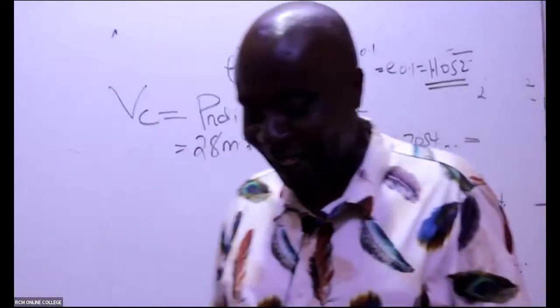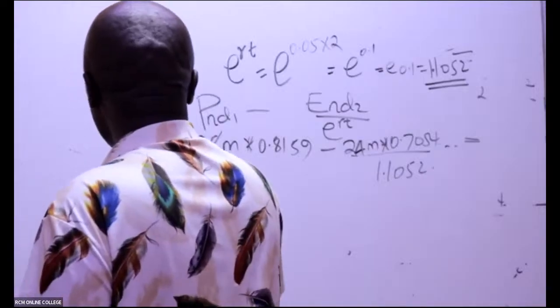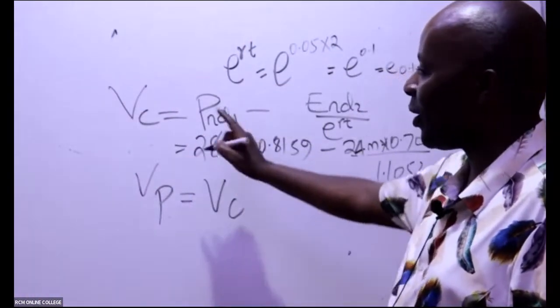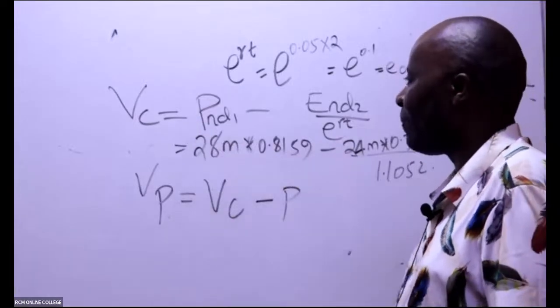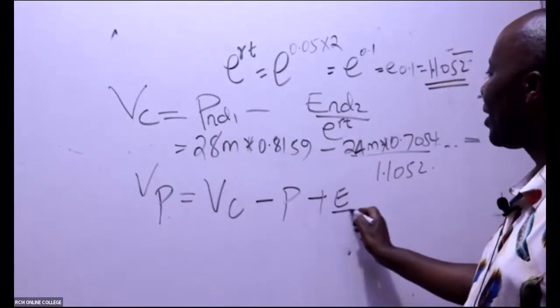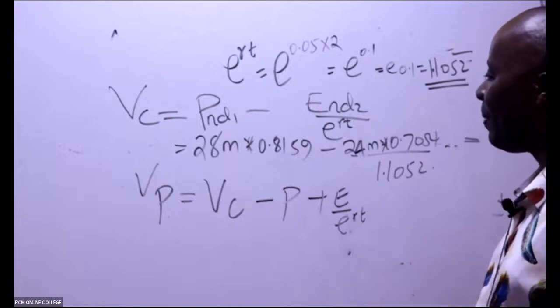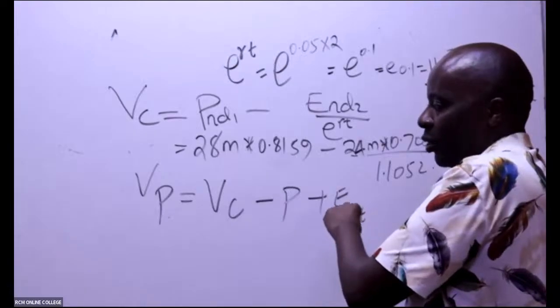But just in the case for that student who wants an award, is there somebody who knows how to get the value of a put? So the value of a put will be the value of what here? Somebody, the call. And then you take this to the other side, minus the P, plus the exercise price divided by e raised to rt.